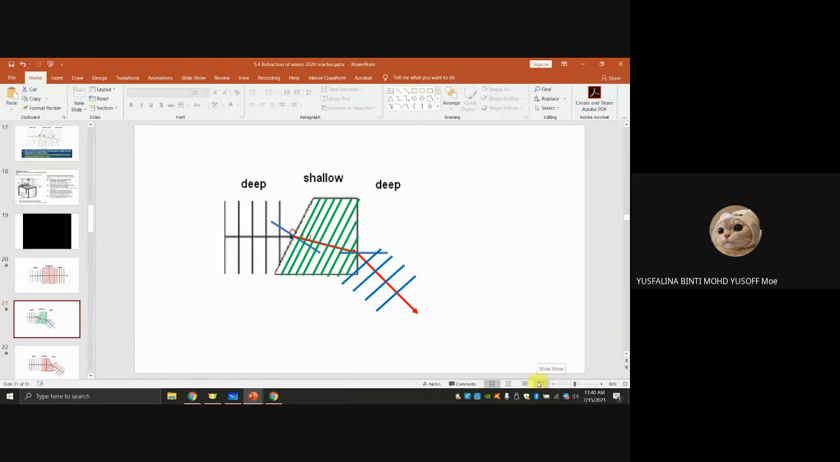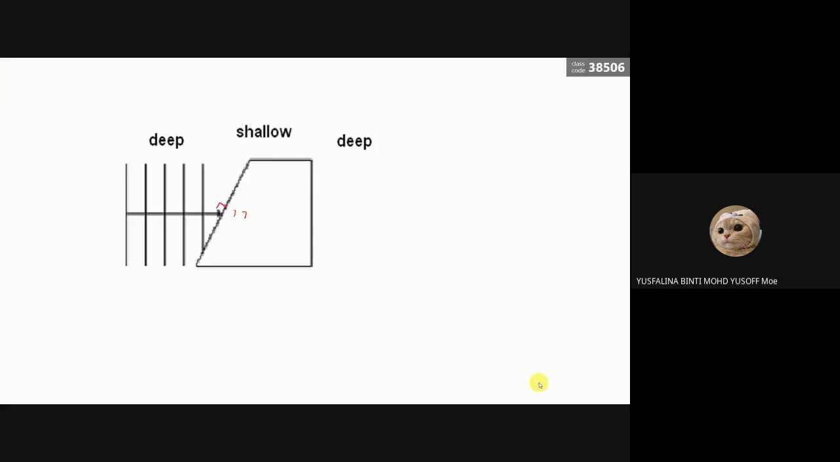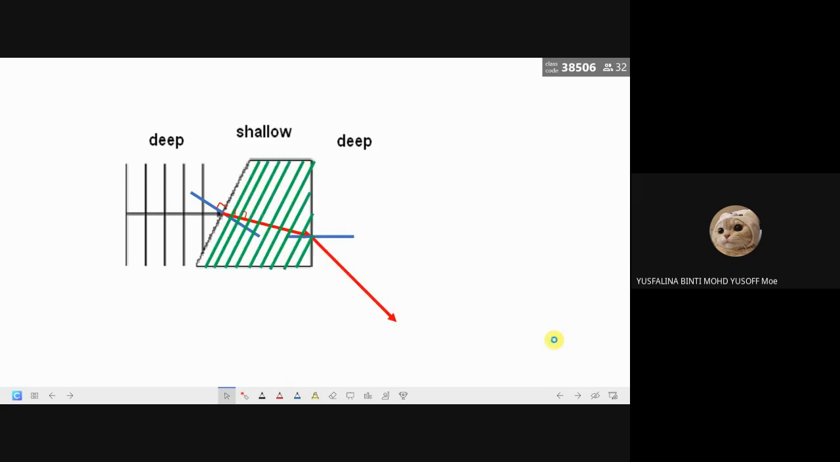Okay. Can you see it now? Right. So I spin again. Actually, I already did until here. Right? So I will spin again.